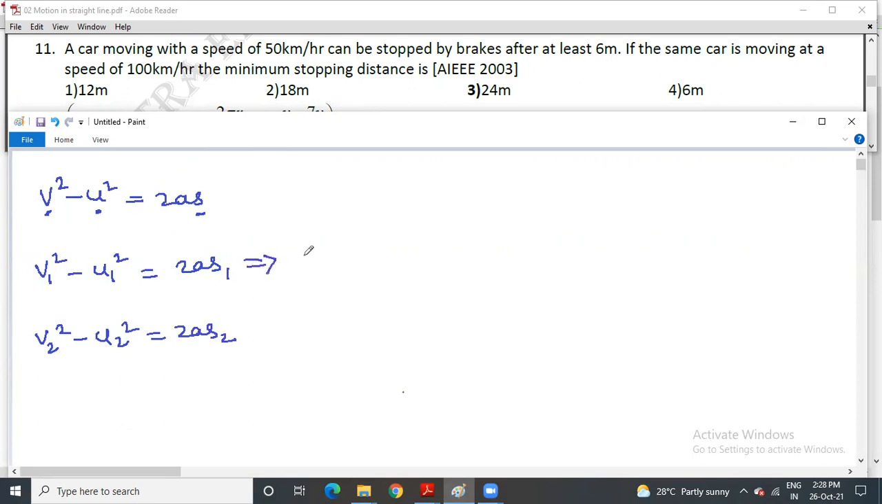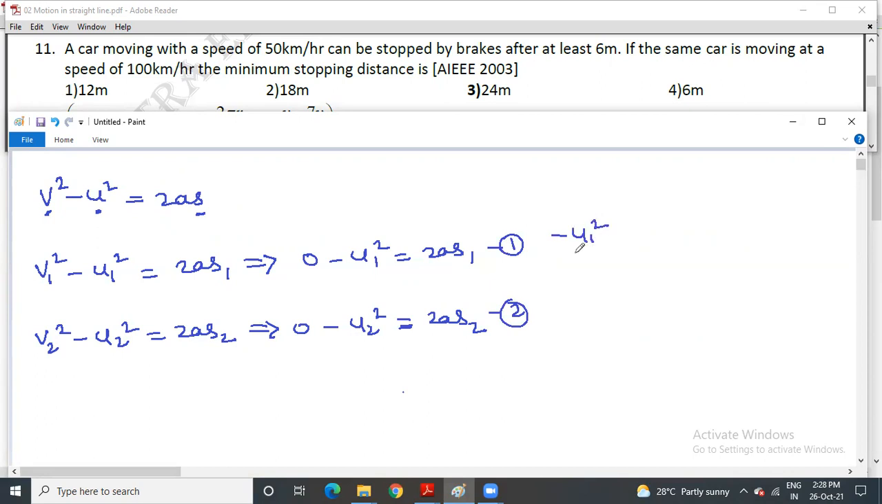In the first case, stopped means final velocity 0, so u1 square is equal to 2a(s1). In the second case, stopped means u2 square is equal to 2a(s2). Okay, so you call this equation 1, you call this equation 2. Let us divide equation 1 by equation 2. So minus u1 square by minus u2 square is equal to 2a(s1) by 2a(s2). So 2a cancelled, minus minus cancelled.